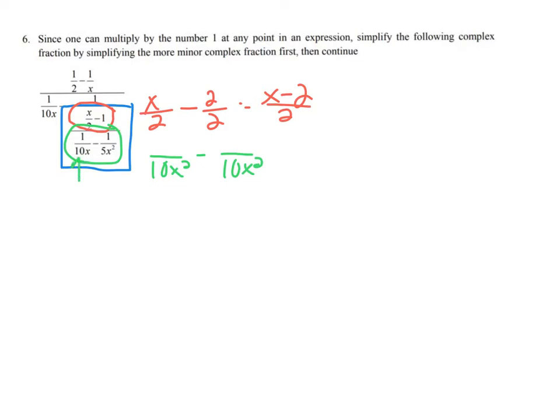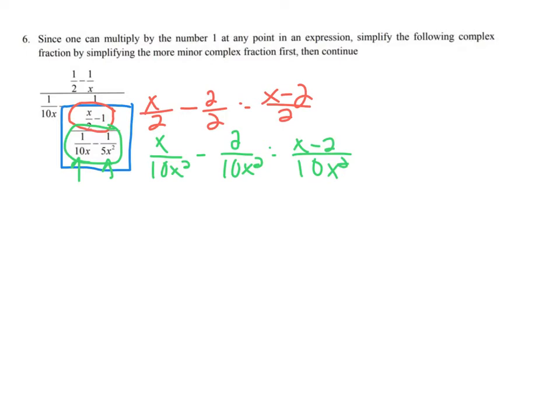With our first fraction, the 1 over 10x, we'd have to multiply by x over x, giving us an x here. And our second fraction, the 1 over 5x squared, we'd have to multiply by a 2. So when we combine those two, we have x minus 2 over 10x squared.